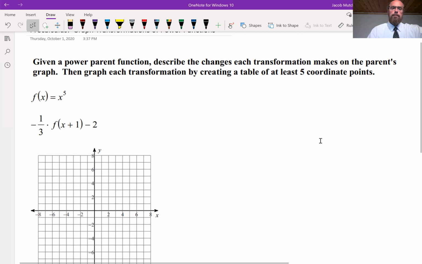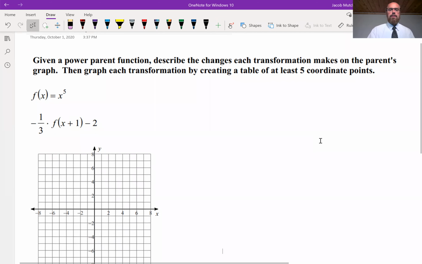So we've got a power parent function here, f of x equals x to the power of 5, the quintic power parent function. And then I've got a transformation rule, negative 1/3 times f at x plus 1 in parentheses, minus 2. So we want to describe the changes that that rule, the transformation, makes on the parent function's graph. And then we want to follow that up by graphing the transformation from a table of at least 5 coordinate points to check our descriptions. Did we describe the transformations correctly?